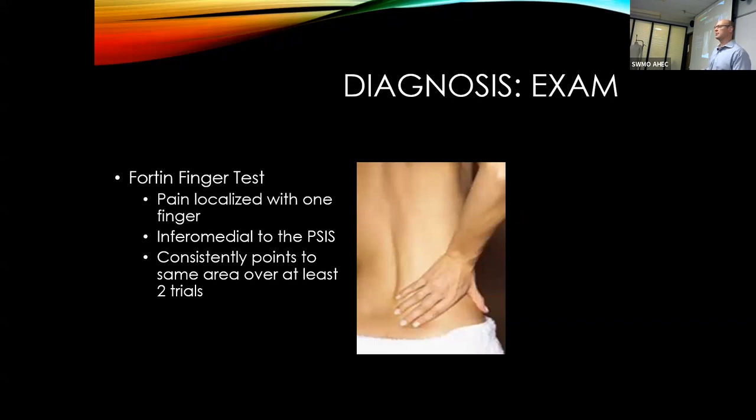The Fortin finger test or Fortin finger sign. Has anybody heard of that? No. That's where you ask a patient, where does it hurt? Show me with one finger. And they point to their PSIS. You say, can you do that again? Show me again where it hurts. You gotta do it twice. They point right to their PSIS. That's very indicative of SI joint pain when they can localize it. And you got to make them. You can say point with one finger and make them commit. If they do this and they can't really find it, then that's not a positive Fortin finger sign.